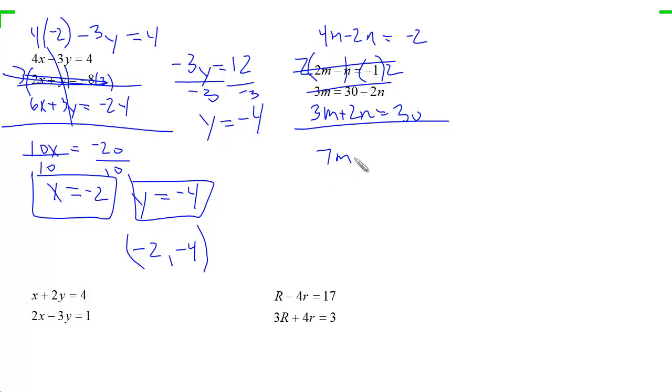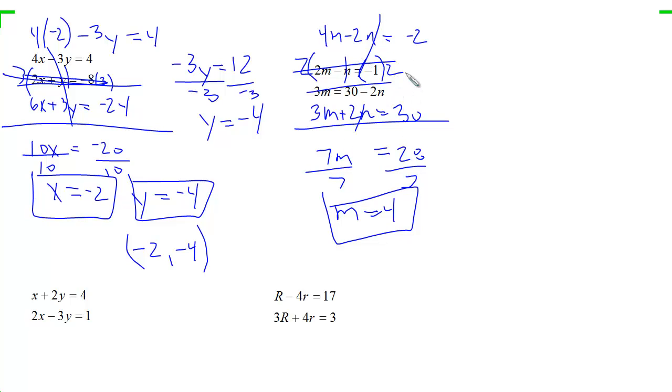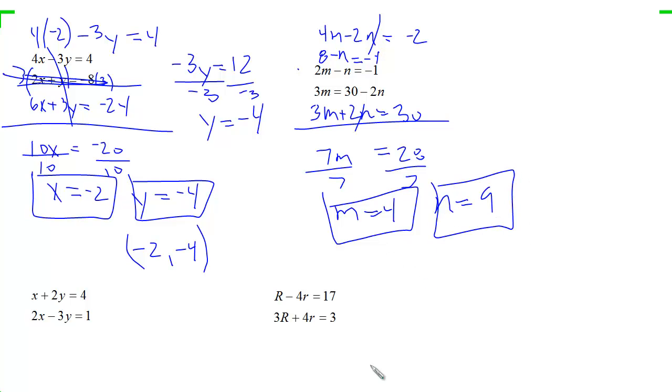Stacked add, 7m cancels, 28, divide, and m is 4. I'll go back to one of these, or I can go back to one of the originals. Sub in 4. If m is 4, that's 8. Minus n equals -1. Subtract 8, that's -9, flip sign. And n is 9.